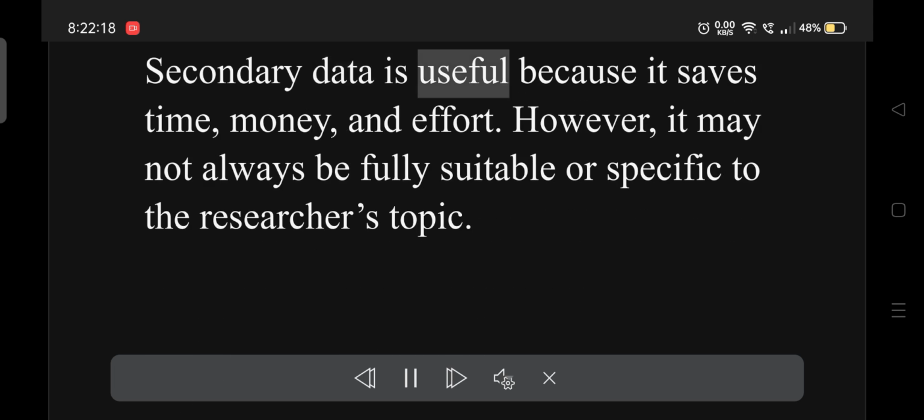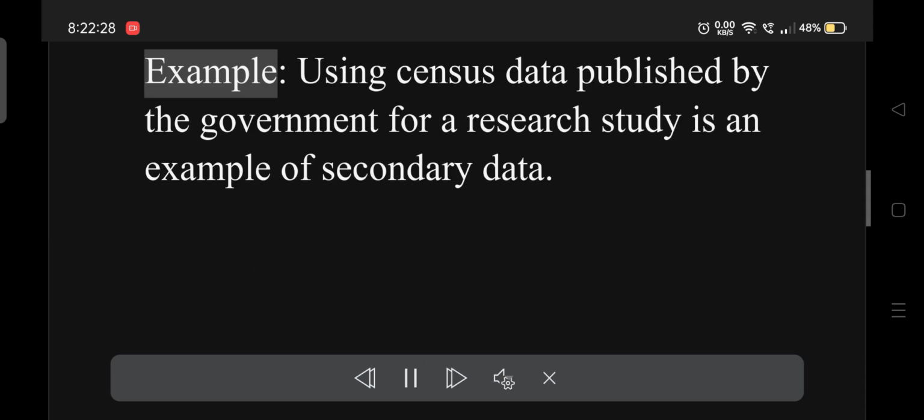Secondary data is useful because it saves time, money, and effort. However, it may not always be fully suitable or specific to the researcher's topic. Example, using census data published by the government for a research study is an example of secondary data.